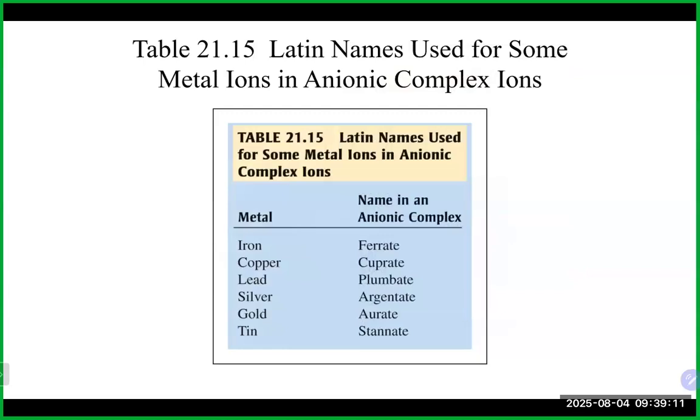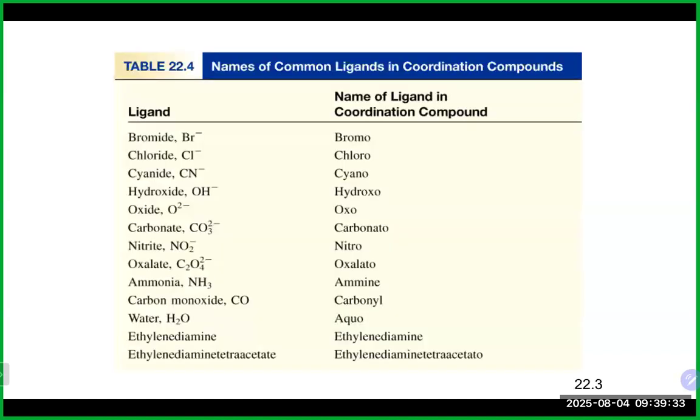And here are some of those older school names, if you will. Again, you would go with this type of naming if your complex ion is negative. So we have ferrate for iron, cuprate, plumbate, argentate, aurate, and stannate. Again, you can see that all end in -ate with the root type of name of those guys. Here are a few more ligands: chloro, bromo, hydroxo.